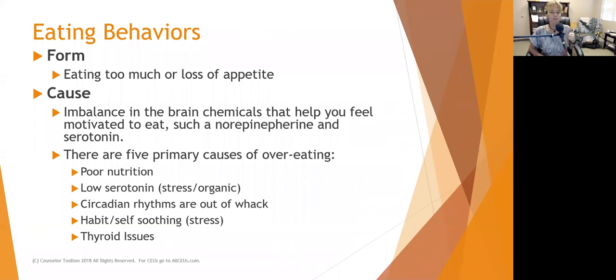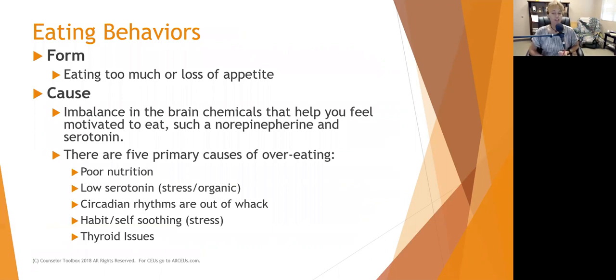Poor nutrition can lead to cravings. If you're eating poorly all the time and your body says, I need some vitamin B6 or whatever, then you may start craving certain foods. So it's important to recognize what your body is trying to tell you.